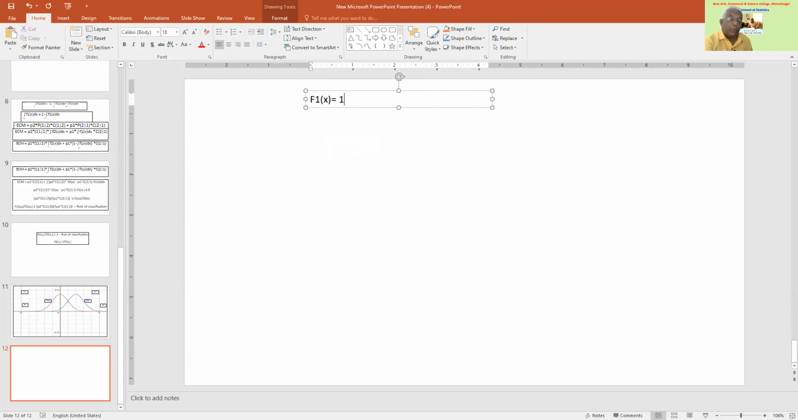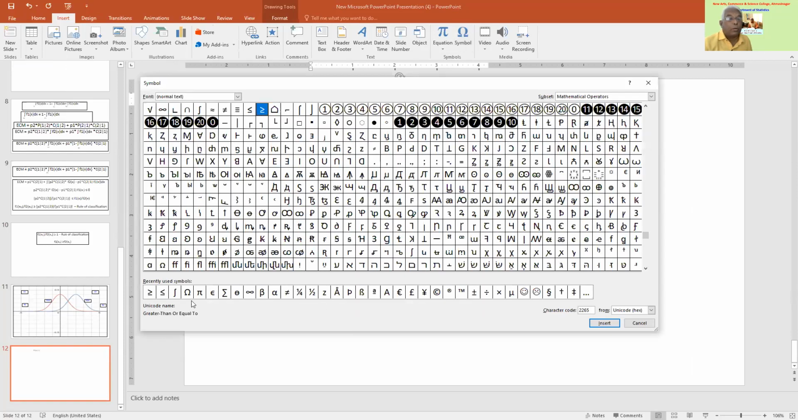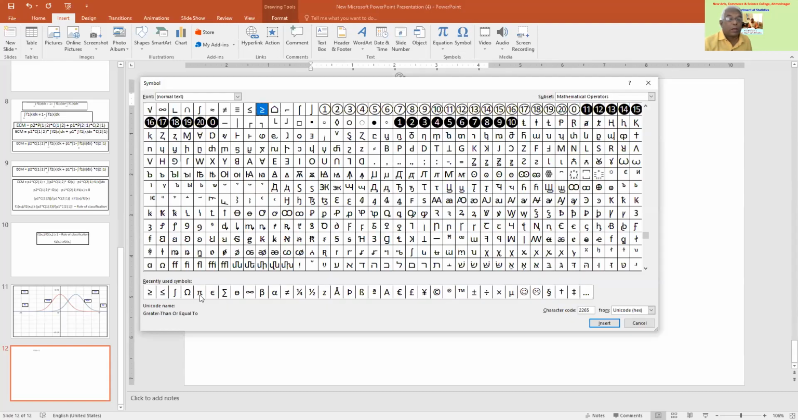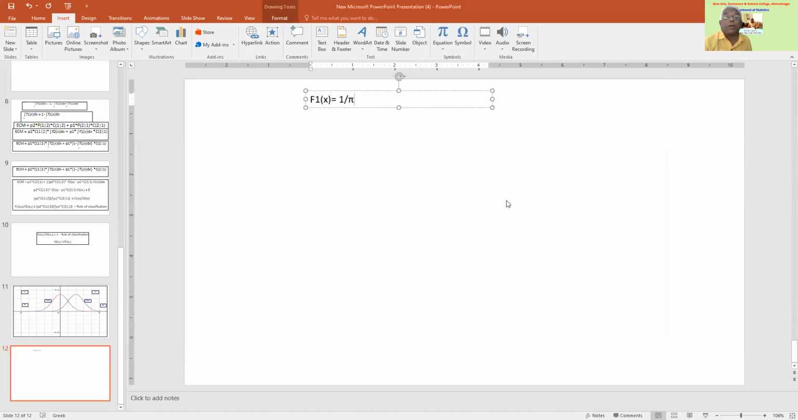It is 1 upon square root of 2 pi, then exponential of minus 0.5 x square. This is what f1(x) is.